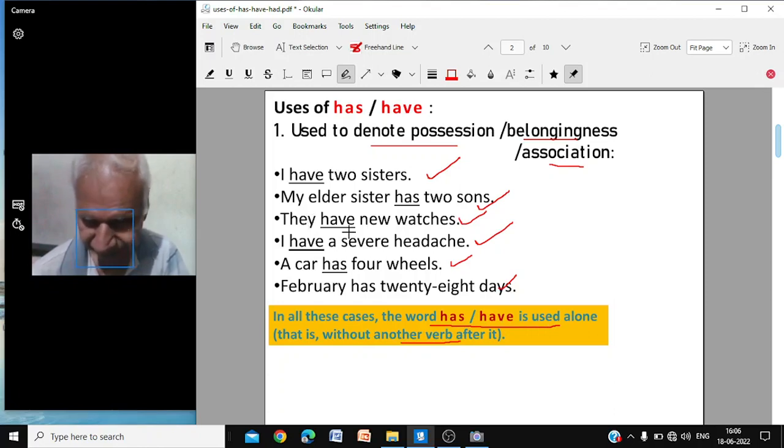Has or have is not followed by another verb. We are not writing he has gone, he has taken, he has made, they have done the work. No. Has or have, a single word and not followed by any other verb. So has or have, when used alone and not followed by any other verb, means possession or belongingness, when you're not using has with any other verb.